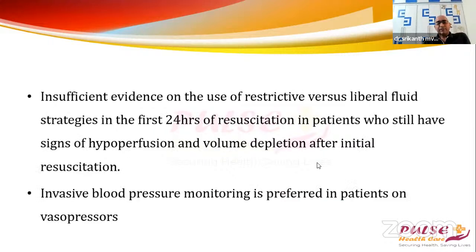And after initial resuscitation, whether to continue with the fluids or not, there has been insufficient evidence in the latest guidelines. They did not advocate either a restrictive fluid strategy or a liberal fluid strategy in patients who still have signs of hypoperfusion or volume depletion. So based on clinical judgment, you need to proceed further, as there have not been any clear-cut guidelines, because of late there has been a lot of talk on restrictive fluid strategy. But after initial fluid resuscitation, if patients still have signs of hypoperfusion, the guidelines do not give a clear picture regarding this. And invasive blood pressure monitoring is preferred in patients who are on vasopressors.